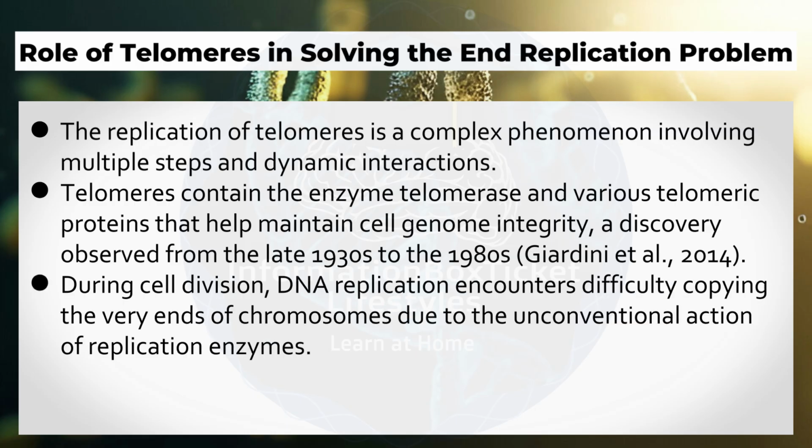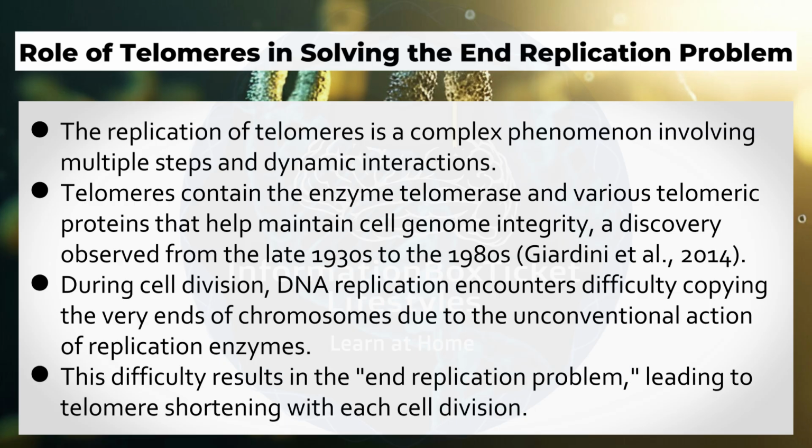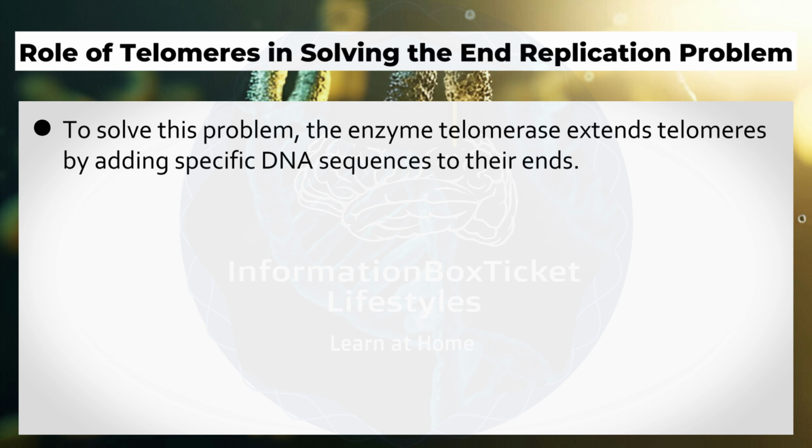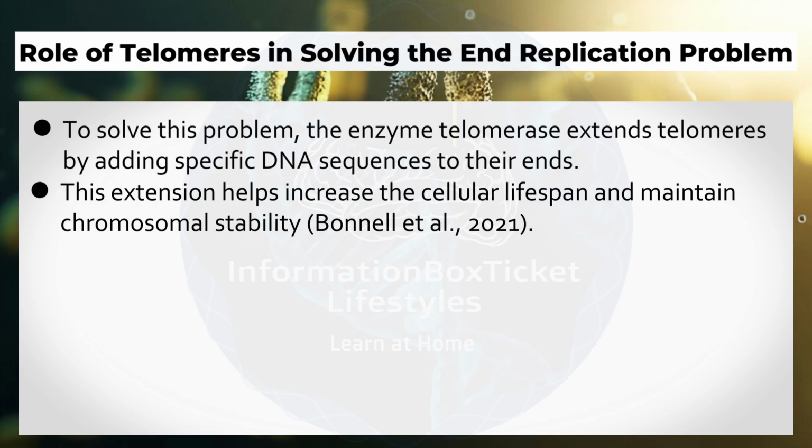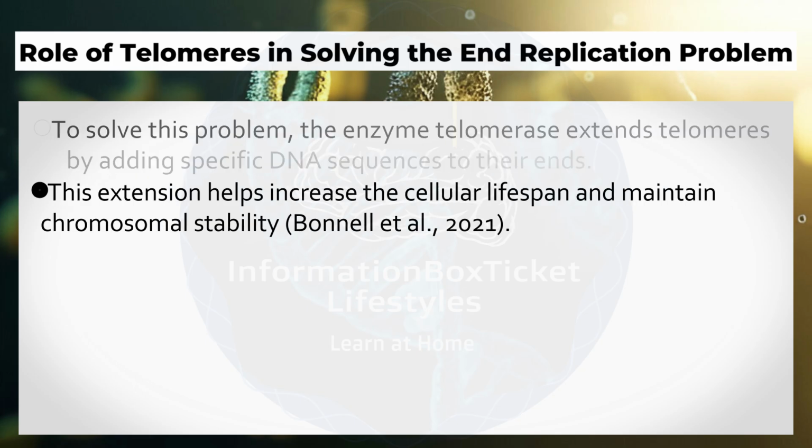DNA replication encounters difficulty copying the very ends of chromosomes due to the unconventional action of replication enzymes. This difficulty results in the end replication problem, leading to telomere shortening with each cell division. To solve this problem, the enzyme telomerase extends telomeres by adding specific DNA sequences to their ends. This extension helps increase the cellular lifespan and maintain chromosomal stability.